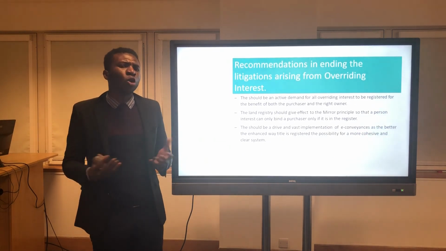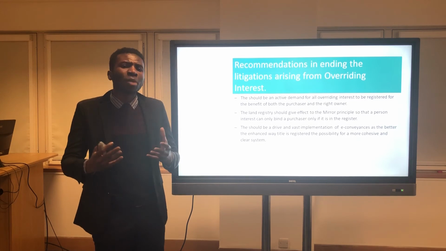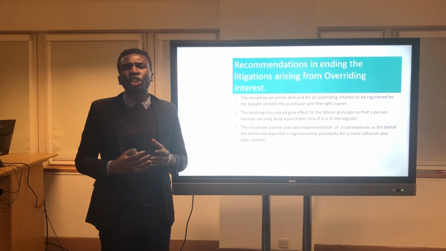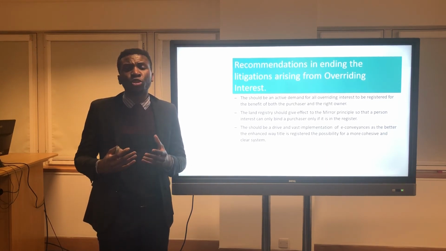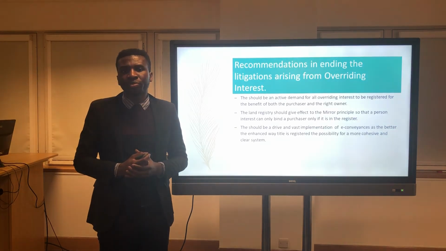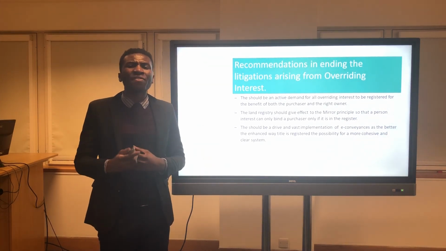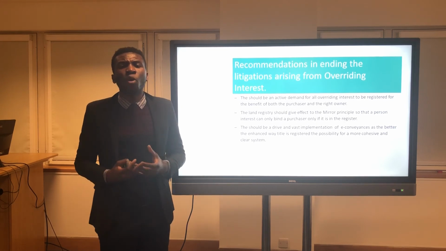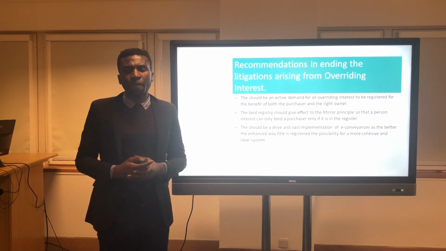Then, what can be done in order to reduce or stop the litigation arising from overriding interest? I would propose that there should be an active demand for all overriding interests to be registered, for the benefit of both the purchaser and the right owner. Secondly, the land registry should give effect to the mirror principle, so that a person's interest can only bind a purchaser if it is in the register. There should also be a drive and a vast implementation of electronic conveyancing, as the better and more enhanced the way title is registered, the greater the possibility of a more cohesive and clear system.